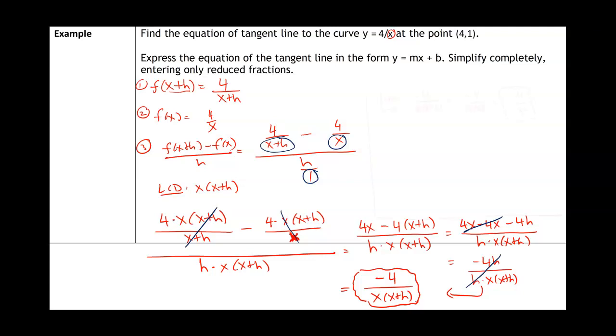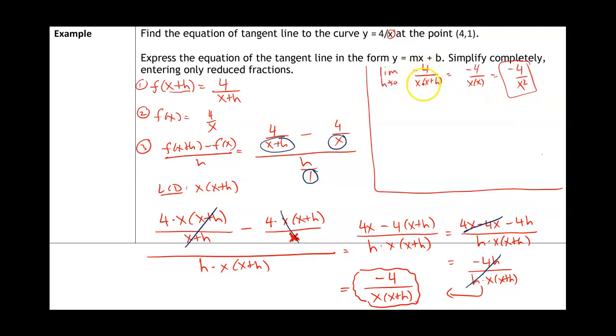So what is the derivative? The derivative is going to be the limit of the difference quotient, which is negative 4 over x times x plus h, as h approaches 0. So if I do direct substitution and I replace the h with 0, I get x plus 0, which is x. And so I have negative 4 over x times x, which is going to be negative 4 over x squared. That is going to be my derivative.